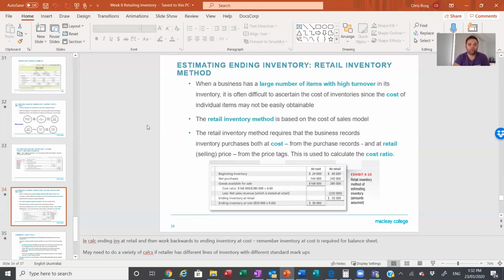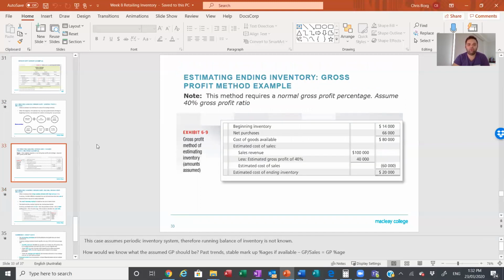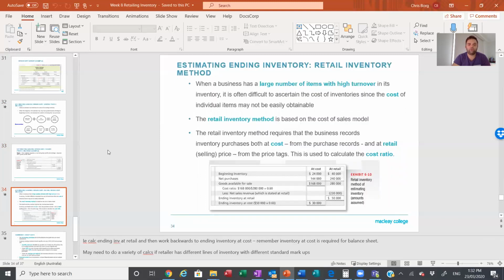Okay, so two methods to be able to estimate our ending inventory. One of them is the retail inventory method, and the other one's the gross profit method. Within the tutorial questions that we'll have coming forward, there will be an example of estimating the retail inventory method. And like I said, the best thing is to go through these slides one by one and answer those questions. So if you do need help, again, with working out those ratios and how that works, then I'm here to help you as well.